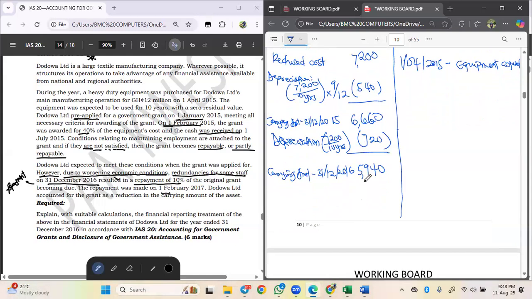So we failed the conditions there, so we have to revise the carrying amount, because this is not the carrying amount that we will be having as at the end of that year. Because they failed the condition, they should make a repayment. So this date is where they are going to make that repayment. So repayment of grants. So the grant repayment will be what?